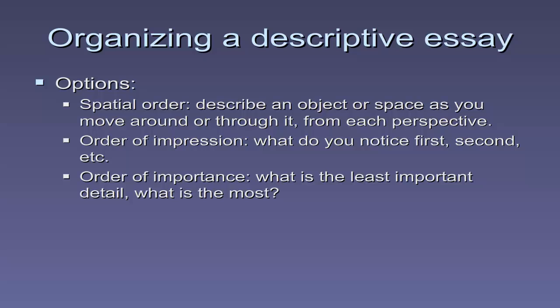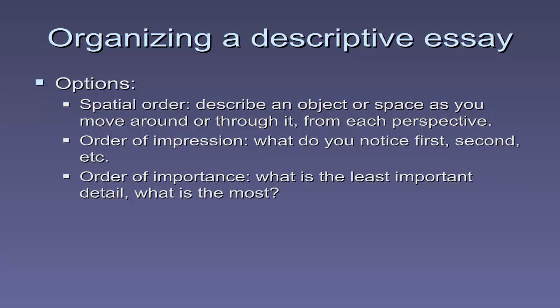How do we go about organizing a descriptive essay? Remember the following options: spatial order, order of impression, order of importance. Spatial order: describe an object or space as you move around or through it from each perspective. Order of impression: what do you notice first, second, etc. Order of importance: what is the least important detail, what is the most.